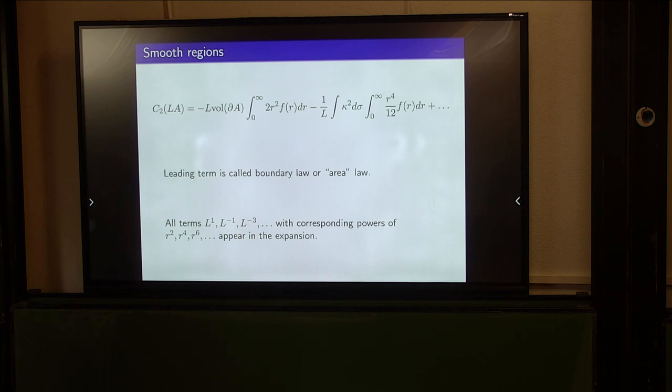You can do a full expansion like this, but what I want to show is that you have something proportional to L, which multiplies the volume of the boundary, the surface between A and B. This is what is called the boundary law or area law in the context of entanglement entropy, and with this assumption you can rewrite this reasonably easily. And then there is no constant, actually. For the topological entanglement entropy you have a constant, but for this one there is no constant.